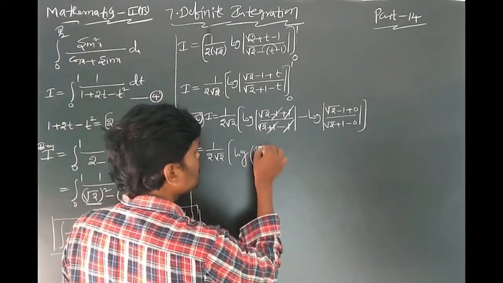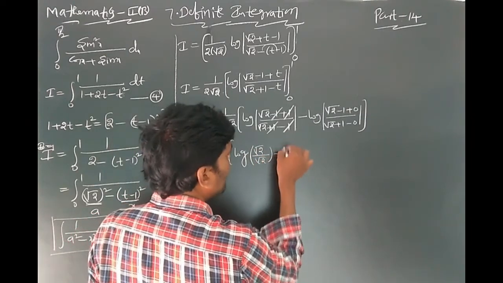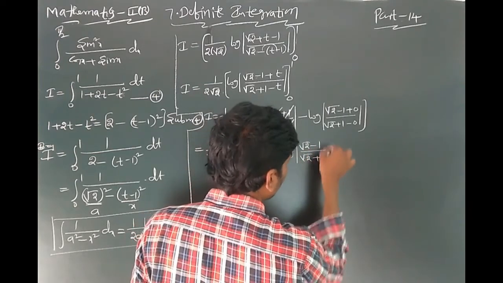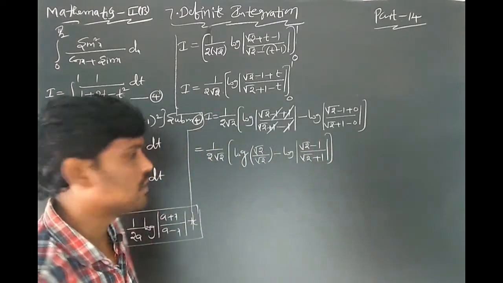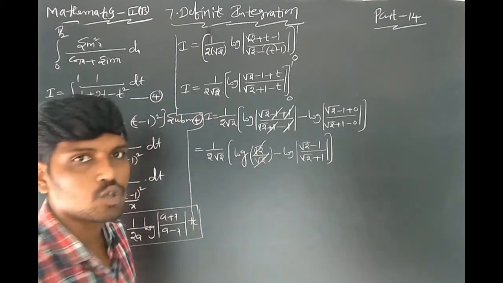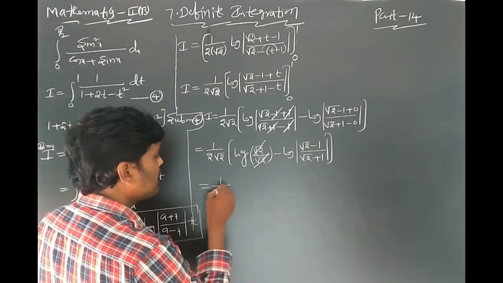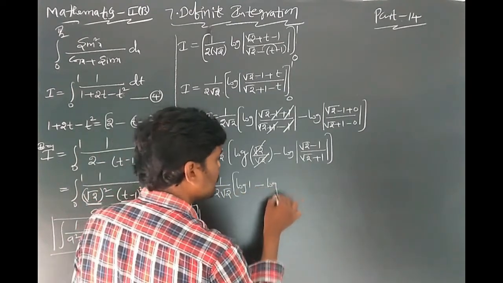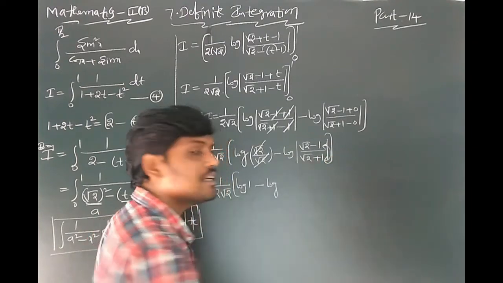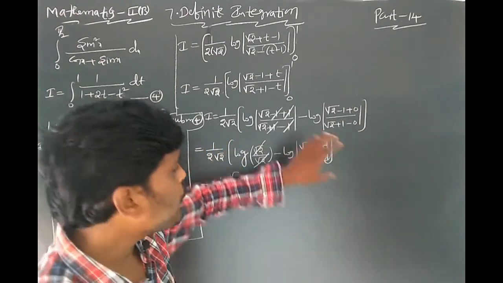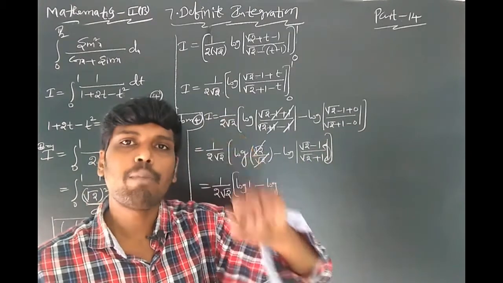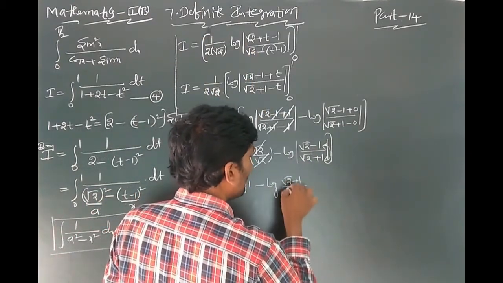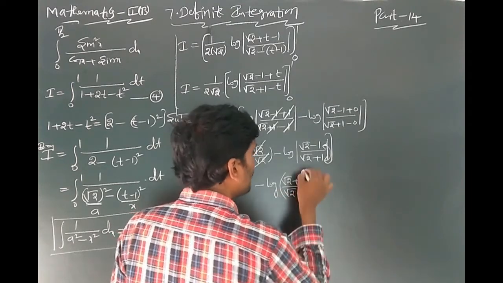Root 2 by root 2, minus log of root 2 minus 1 by root 2 plus 1. After that, the root 2 ones are cancelled. Remaining 1 by 2 root 2 log of 1 minus log of this, numerator and denominator interchanged. When numerator and denominator are interchanged, the sign of the power is changed. Nothing but root 2 plus 1 by root 2 minus 1 whole power minus 1.